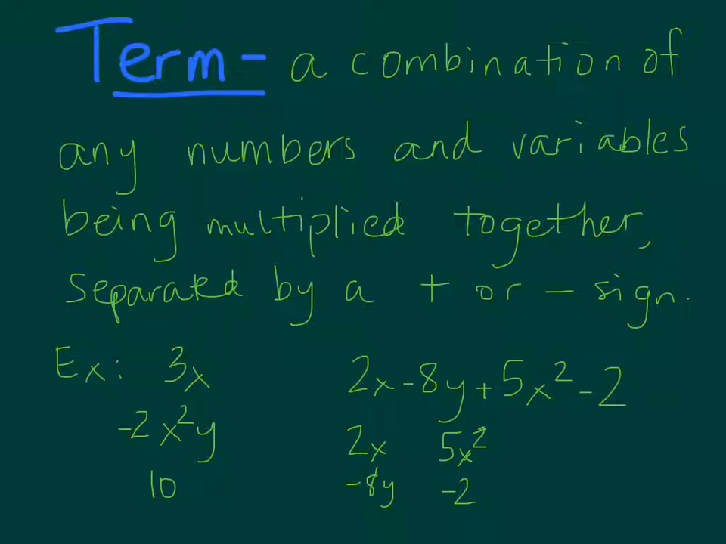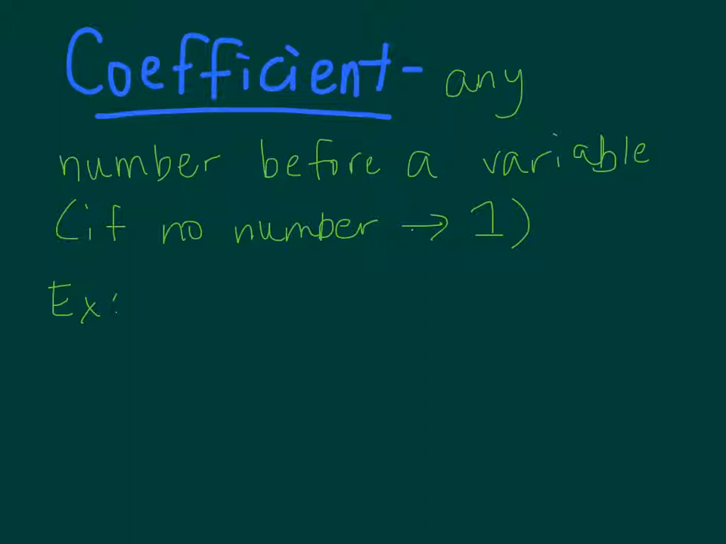Our next word we're going to look at is a coefficient. And a coefficient is any number that comes before a variable part. And if there's no number there, then my coefficient is a 1. So for example, if I have the term 5x, then my coefficient is 5. That's my coefficient. If I have x squared y as my term, then my coefficient is a 1 because there is an invisible 1 there. I can multiply anything by 1.